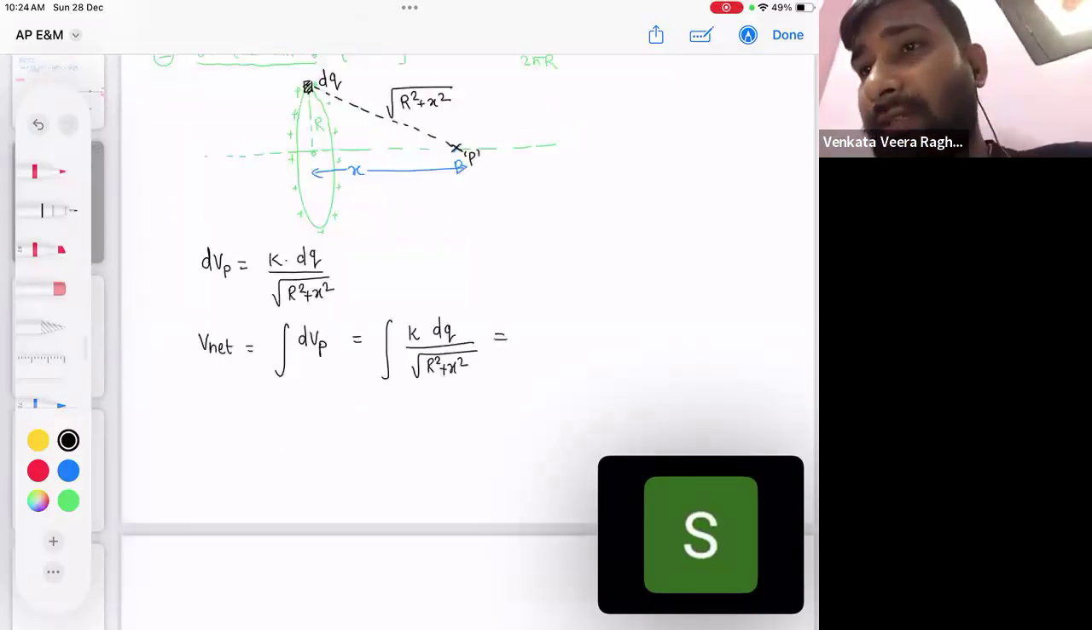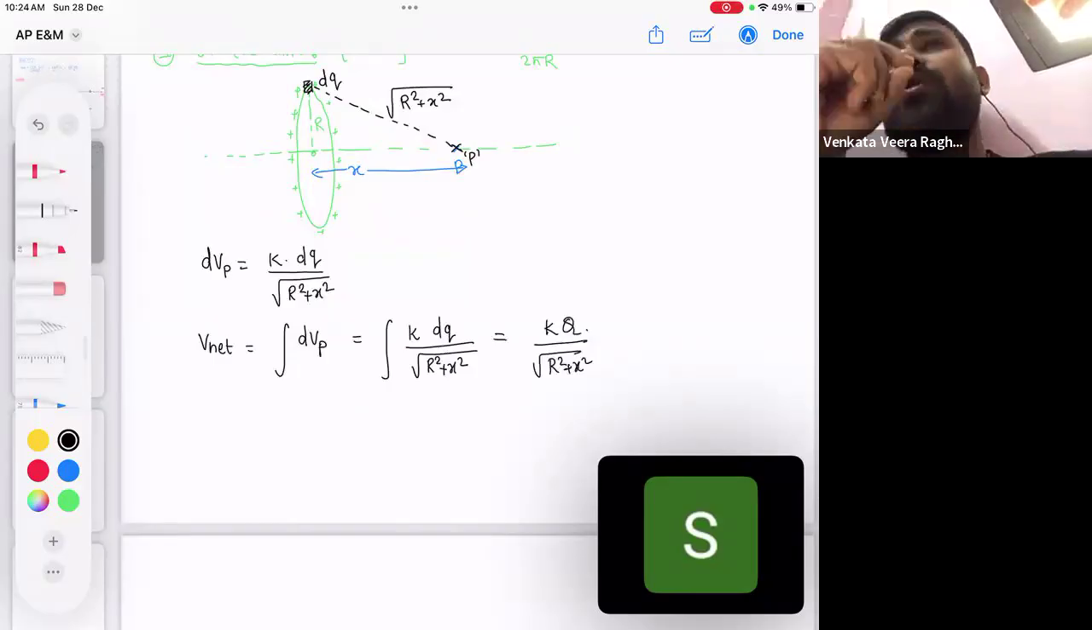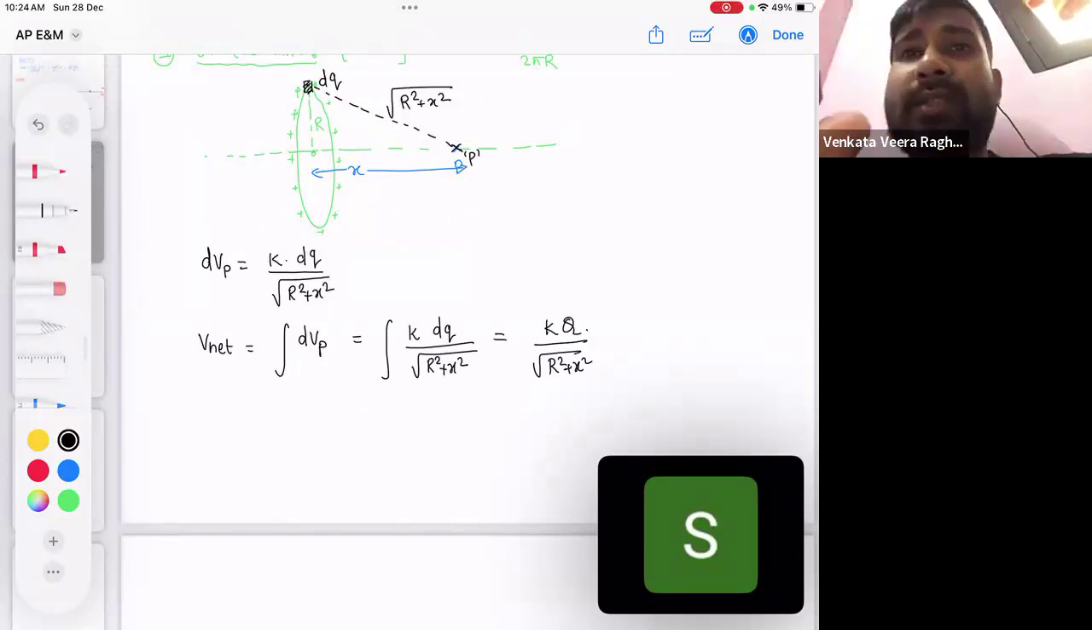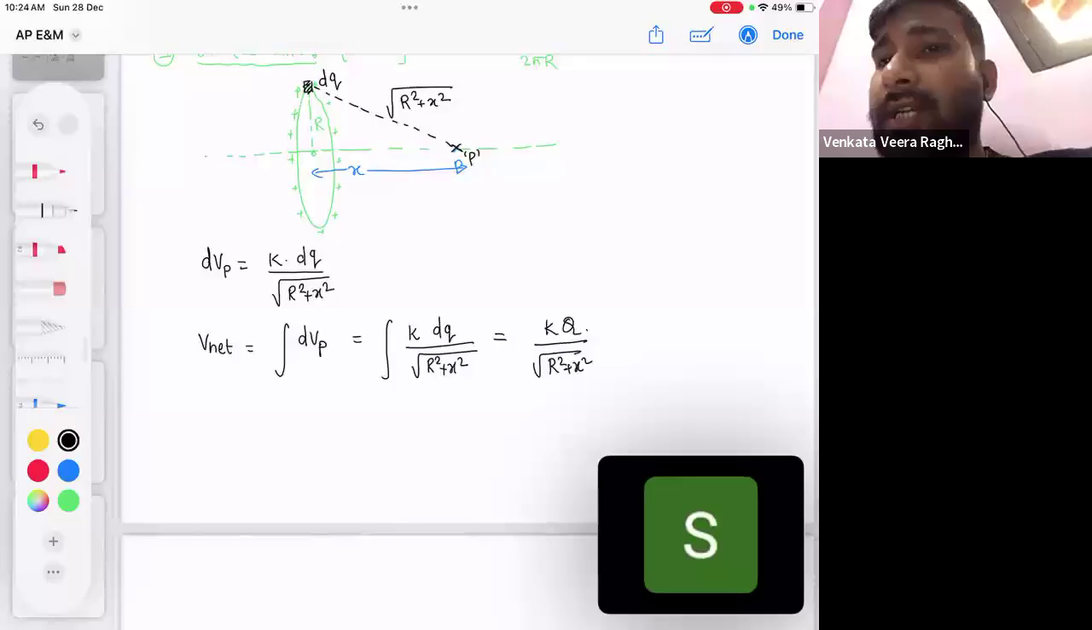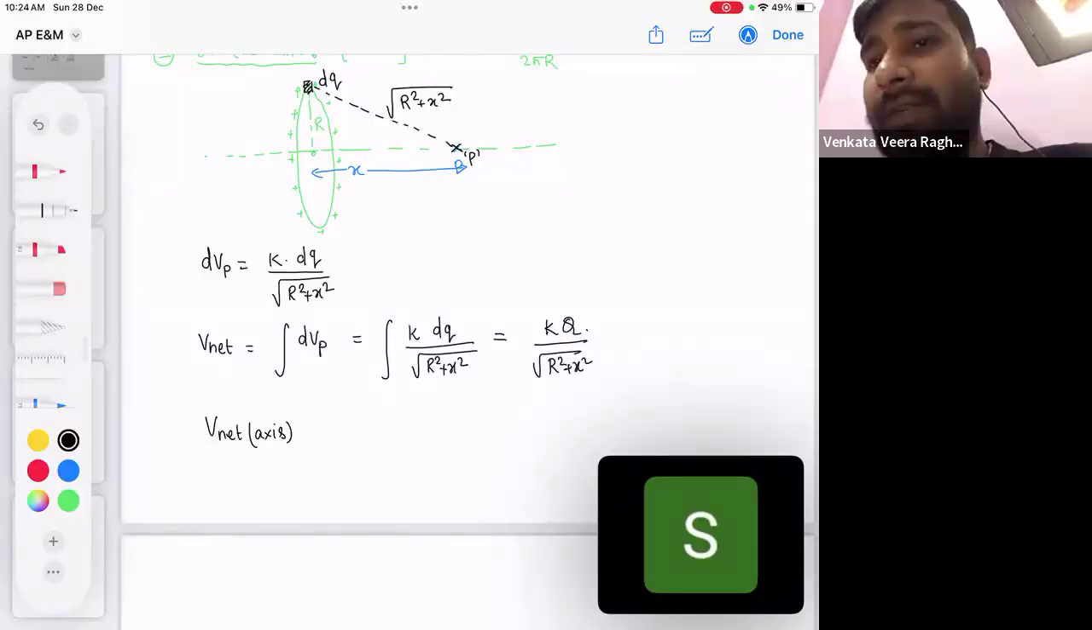How much it will come? K, and you see that root of R square plus x square is outside, and integration of dq is just Q. dq means all small amounts of charge. If I add them together, we are going to get the total charge. So that's why the net potential on the axis of a ring is how much?